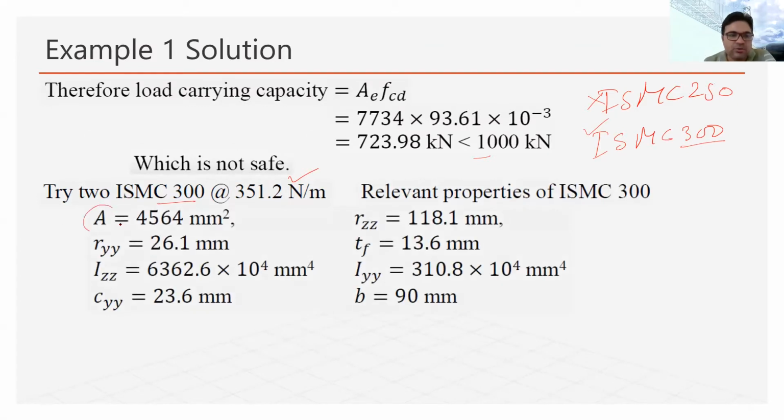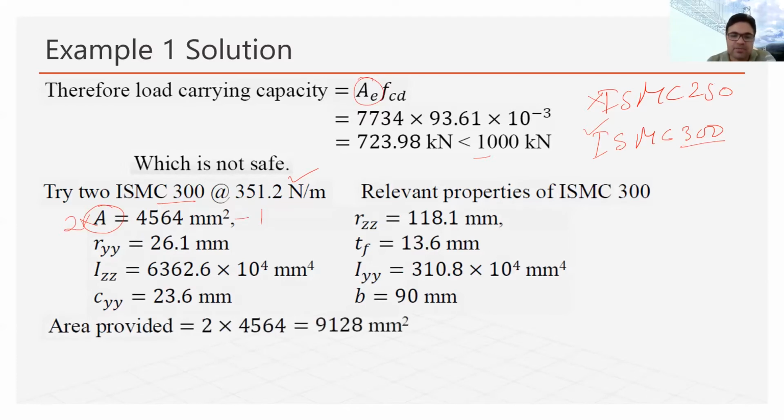In this case, the cross-sectional area is 4164. This is for one channel section. Now Ae will be 2 times this value, which is the total cross-sectional area of the 2 channel sections. So the area provided in this case will be 9128, and it is again more than the area which was required, which was 6666.67. That is okay.